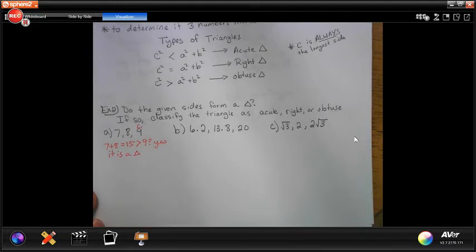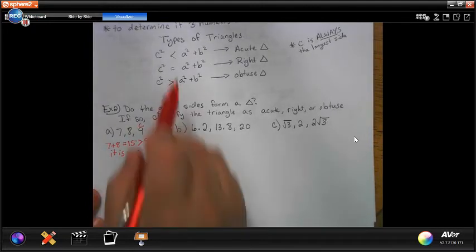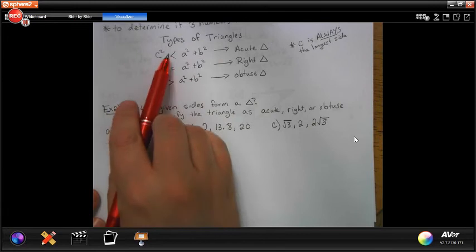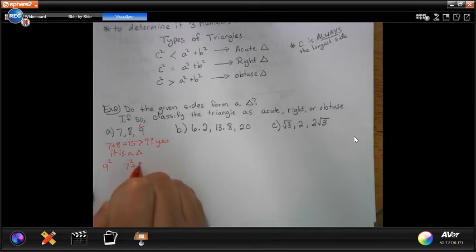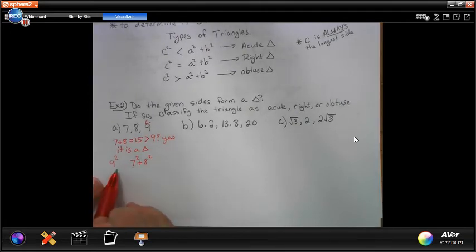Now we have to figure out what kind of triangle. So we do our formula. I don't know what to put here, so I'm going to leave that blank. So I have my C squared, which is 9 squared. My A squared plus B squared. Leave a blank. Okay?